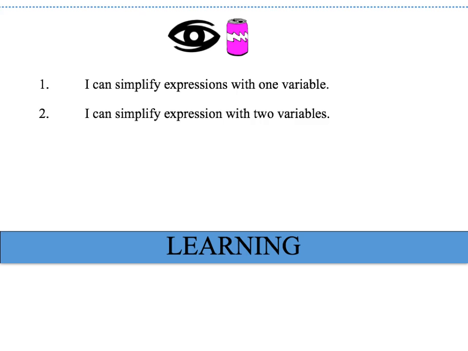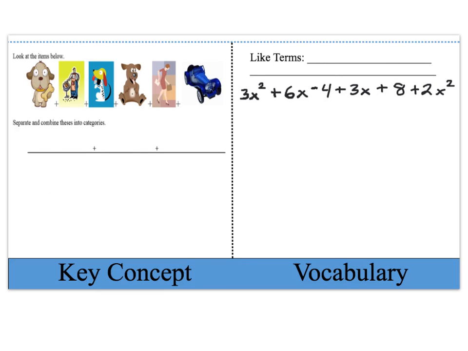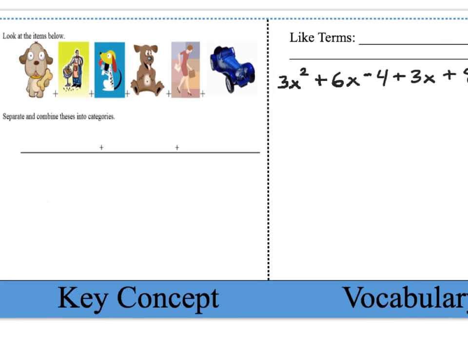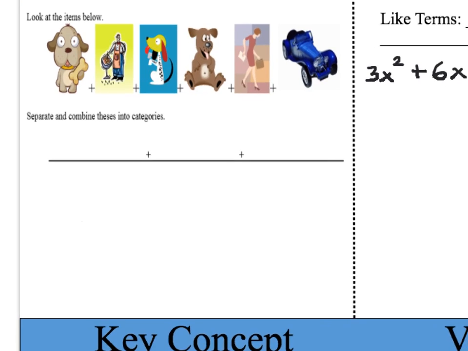This lesson has two learning objectives. The first one says I can simplify expressions with one variable, and the second one says I can simplify expressions with two variables. So on the left-hand side of our key concepts, let's go ahead and discuss these images.